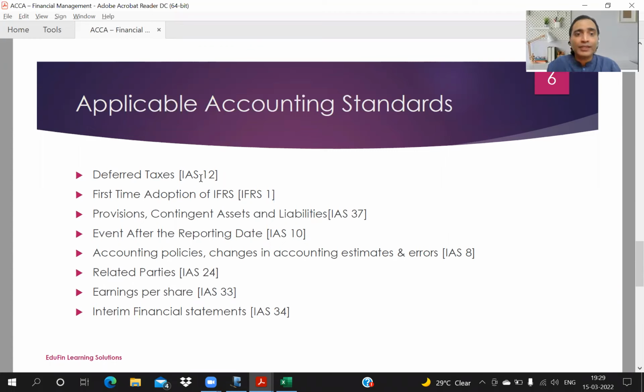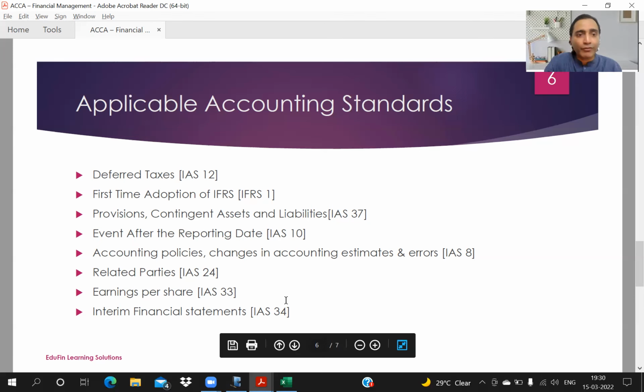Then IAS 37, provisions, contingent assets, and contingent liabilities. We have already studied a part of it in FR. Events after the reporting date, IAS 10, we have studied in FR. IAS 8, again, we have studied it in FR: accounting policies, changes in accounting estimates and errors. Related parties, a completely new standard, IAS 24. I think some part of that you had in FR. Yes, only the definitions you had in financial reporting, but now we are going to build upon those definitions and really apply them in the case study. IAS 33 we had in FR. Now we are going to learn the advanced issues. Interim financial statements we are going to learn for the first time, IAS 34.